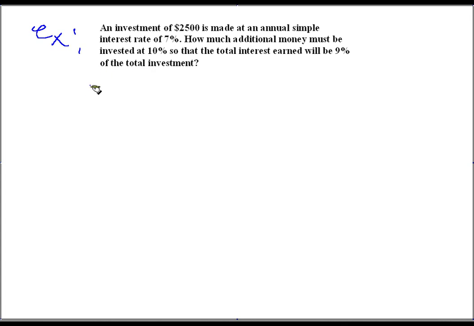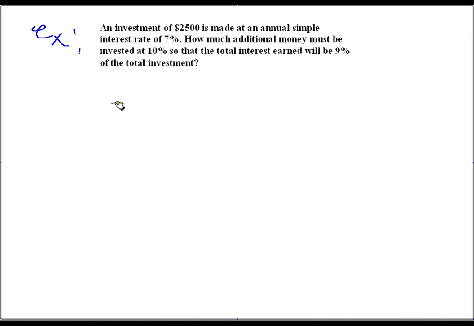Alright, so it says an investment of $2,500 is made at an annual simple interest rate of 7%. How much additional money must be invested at 10% so that the total interest earned will be 9% of the total investment? Alright, again, let's take our time to dissect this problem carefully. If you try to absorb all the information at once, it can become overwhelming, right?